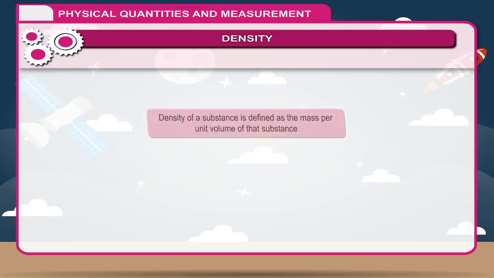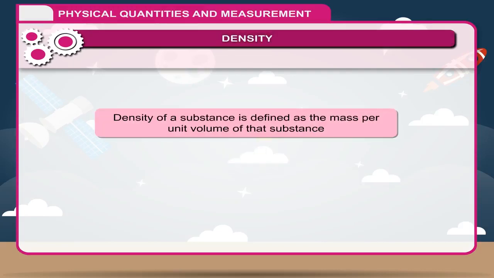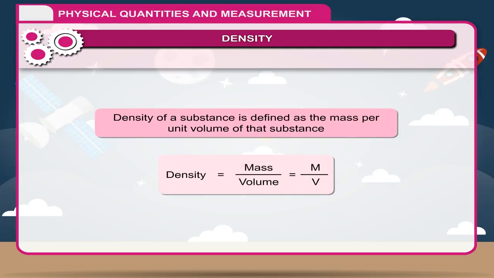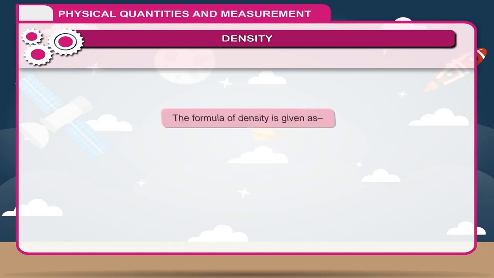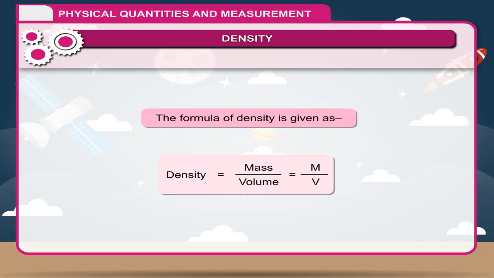Density. Density of a substance is defined as the mass per unit volume of that substance. Density is equal to mass divided by volume, which is equal to m divided by v. Unit of density. The formula of density is given as density is equal to mass divided by volume, which is equal to m divided by v.